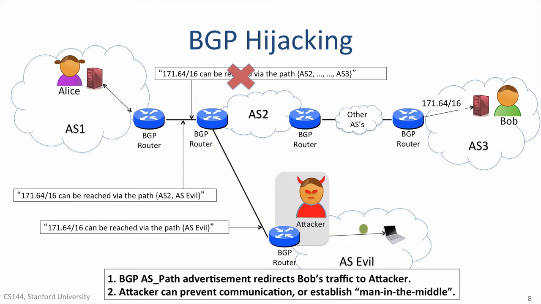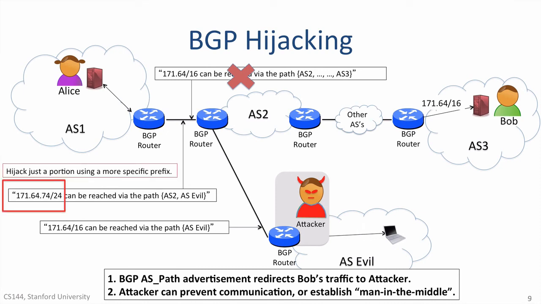Pretty scary. If the attacker doesn't want to arouse too much suspicion, it doesn't have to take over the whole of that 16-bit prefix. For example, if instead the attacker injects a 24-bit prefix, 171.64.74, then only a portion of the traffic will be diverted via the attacker's AS.